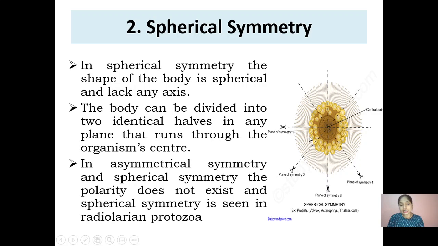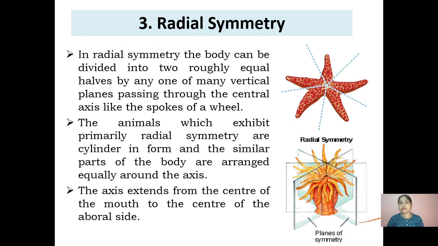In asymmetrical symmetry and spherical symmetry, there is no polarity. And the best example is radiolarian protozoa. The third type is radial symmetry.